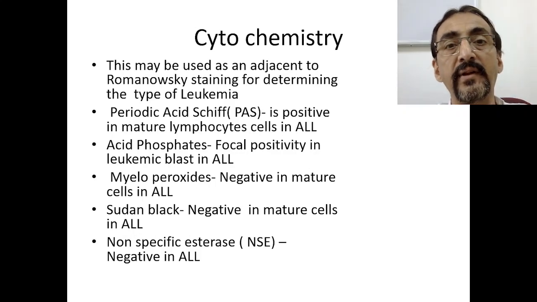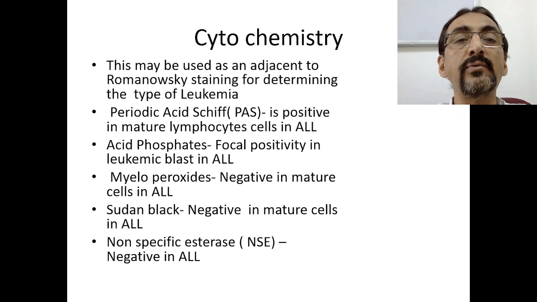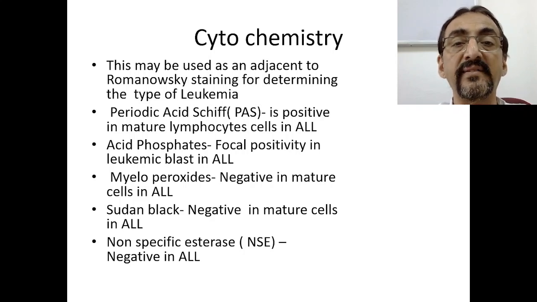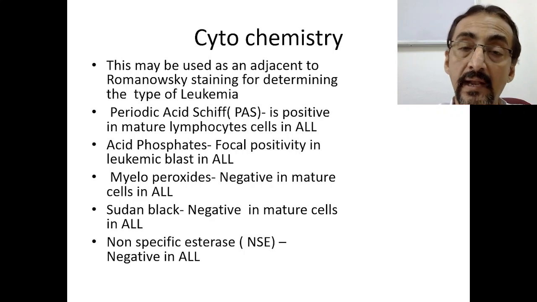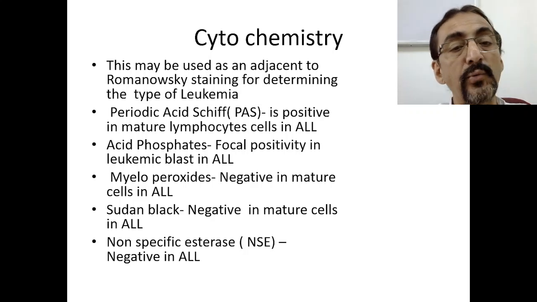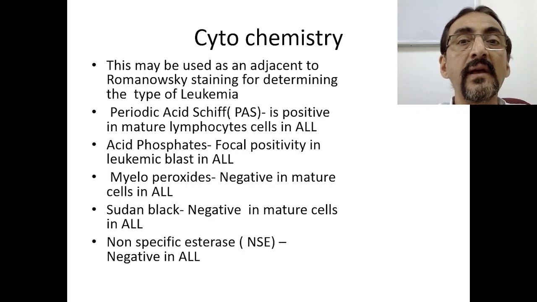Looking into the cytochemistry, this may be used as an adjunct to the Romanowsky staining for determining the type of leukemia. Periodic acid Schiff, that is PAS, is positive in immature lymphoid cells in ALL. Acid phosphatase, focal positivity in leukemic blast cells in ALL. Myeloperoxidase, negative in ALL. Sudan black is negative in ALL. Non-specific esterase, NSE, is negative in ALL. So these are the other cytochemistry factors which are helpful for the diagnosis.